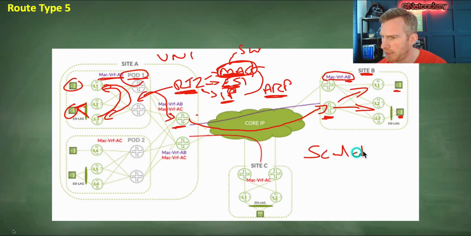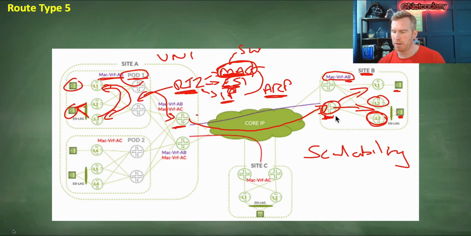And by scalability, I'm not referring to the network design. I'm actually referring to these devices themselves, whether it be the leaves or the spines or the super spines, wherever you're storing that IRB and that MAC VRF. You've got to think about how much that routing table can scale. You don't want to keep advertising all the different MAC addresses for all those different servers, tenants, etc.